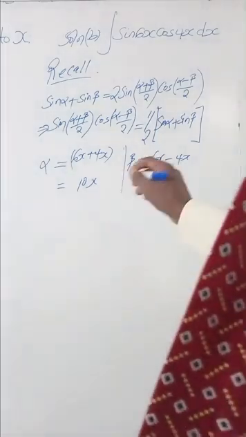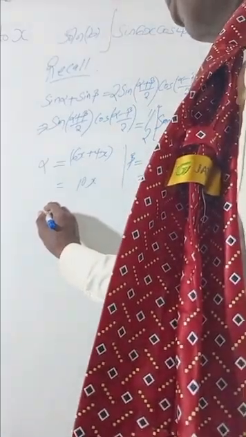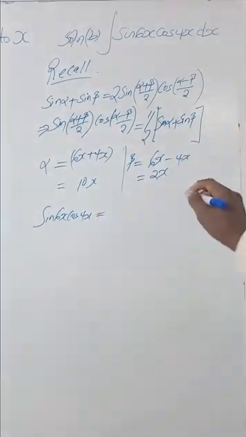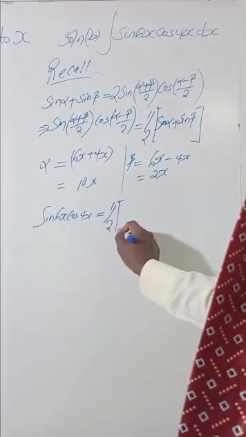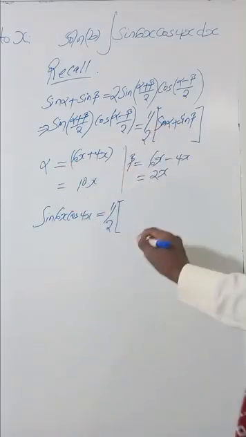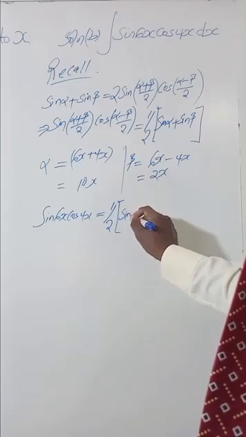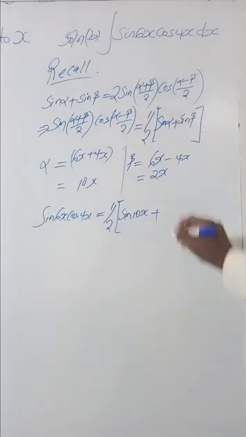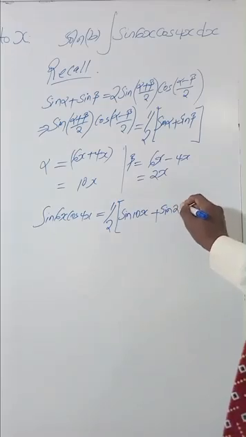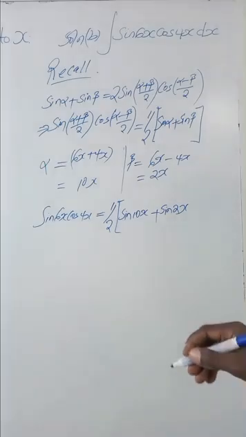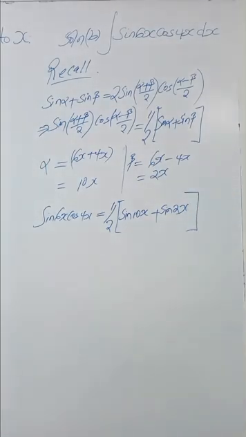Therefore, sine 6x cos 4x equals, we take a half outside, then, remember our alpha is 10x, so it will be sine 10x, then plus sine 2x.